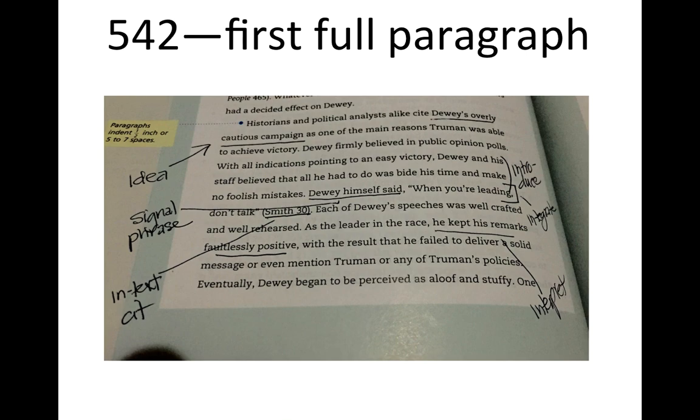So in those sentences that follow, what you get is this writer helping us understand the conclusion that we're supposed to draw about this statement, when you're leading, don't talk. And basically what the student writer is saying is, leading by not talking is a mistake. It's too cautious. And as a result, there were these faultlessly positive comments, and then there was no real message. So this was too cautious, too overly cautious. So that's an example of the mechanics, what it looks like to follow all of these steps.